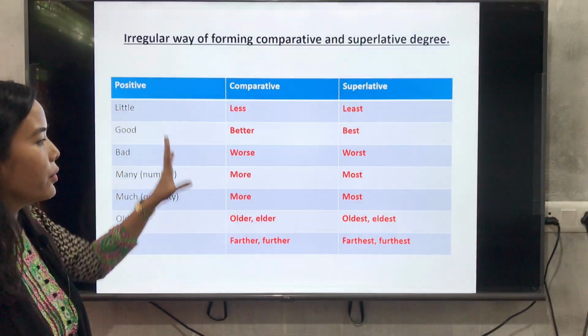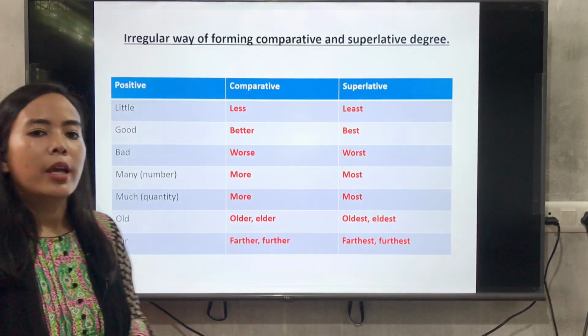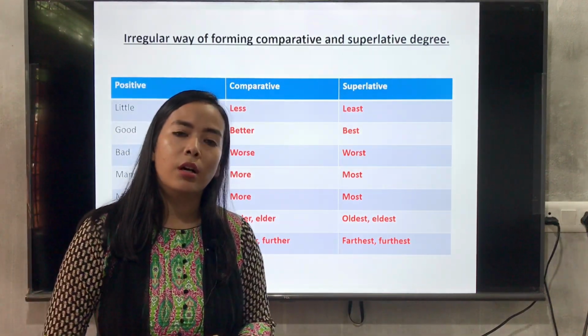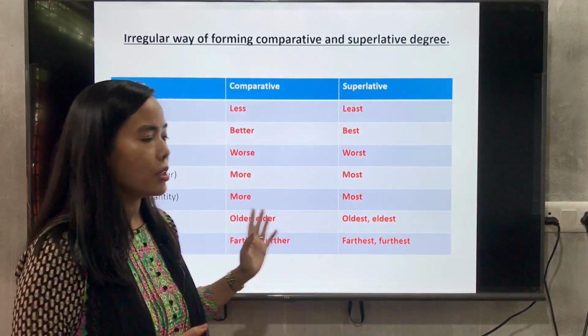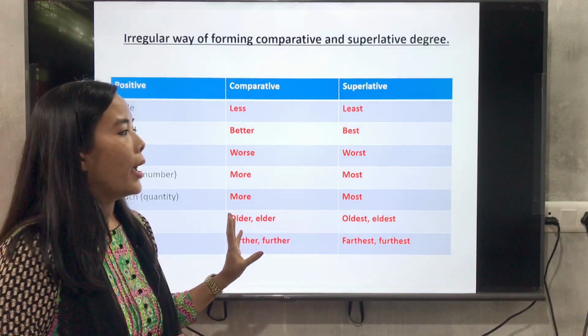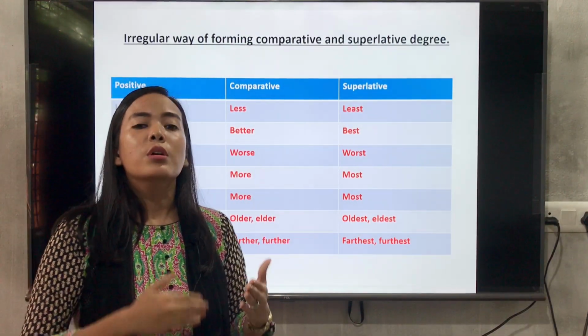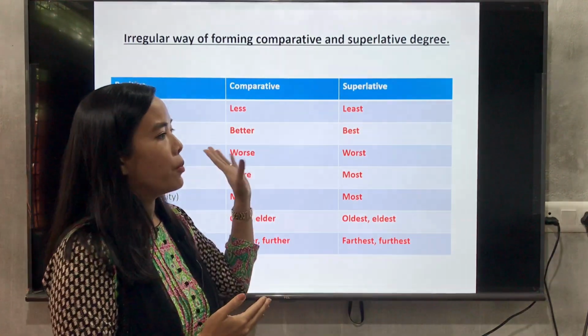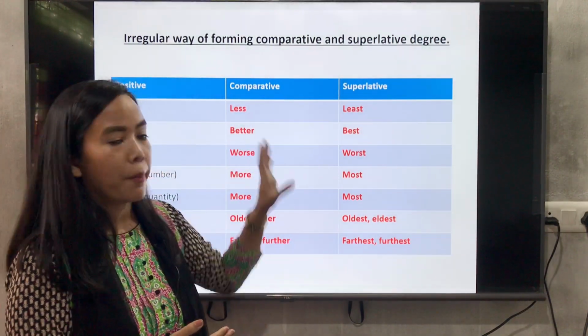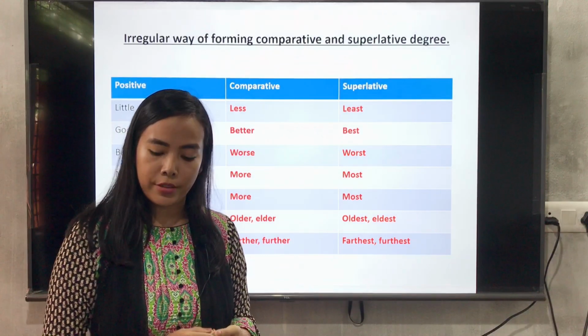So here I have given you a few examples, okay, and this is very easy. Don't take stress, students. Just listen to what I have taught you, and you will be very clear with degrees of comparison and how to change the forms of positive degree into comparative degree and superlative degree. Thank you.